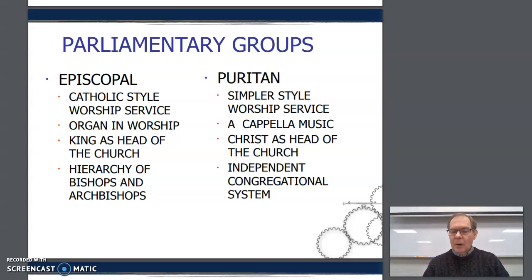But the Puritans wanted a simpler worship style. Now, you have to remember, in this country, religion and politics were hand in hand. They were together. They weren't separate. And so the Puritans also wanted a simpler music form, going back to the New Testament, to have simple vocal music only, a cappella music we call it. They saw Christ as the head of the church, but did not want a temporal head of the church. They saw each congregation as independent, working together but still an independent congregational system, appointing its own preachers and church leaders. So these two groups still varied quite a bit.